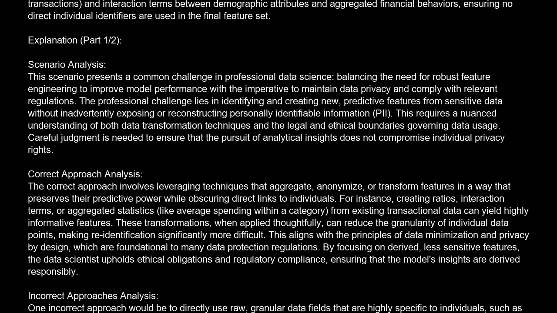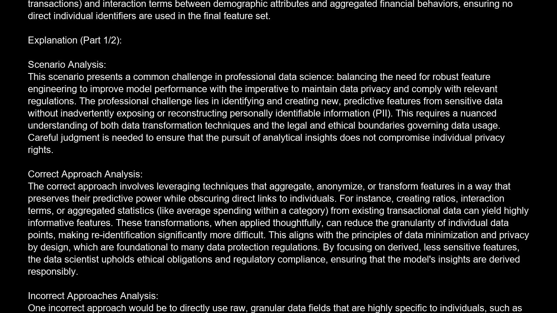Explanation. Scenario analysis. This scenario presents a common challenge in professional data science, balancing the need for robust feature engineering to improve model performance with the imperative to maintain data privacy and comply with relevant regulations. The professional challenge lies in identifying and creating new, predictive features from sensitive data without inadvertently exposing or reconstructing personally identifiable information, PII. This requires a nuanced understanding of both data transformation techniques and the legal and ethical boundaries governing data usage. Careful judgment is needed to ensure that the pursuit of analytical insights does not compromise individual privacy rights.